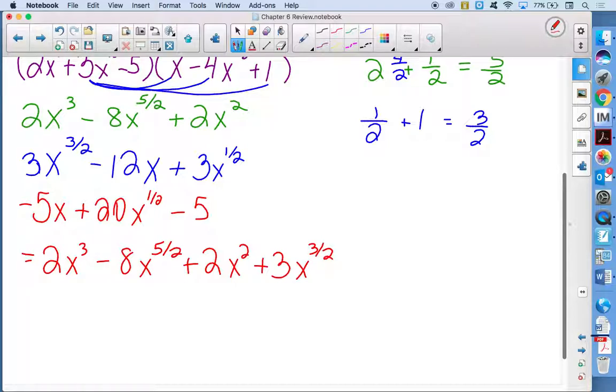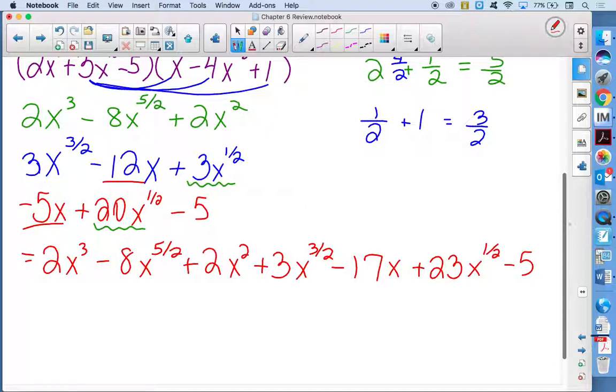And now we have an x, and there is another x because we have a negative 12x and a negative 5x. So now we have a pair of like terms that we can combine. That's negative 17x. They're the same power, the same variable, you add the numbers in front. Looking at the next set, we have a 3x to the 1 half and a 20x to the 1 half. Again, those are like terms, the same variable and power. Adding those, you get 23x to the 1 half. And then the last number there is a negative 5, and there's no other constant term to add it with.